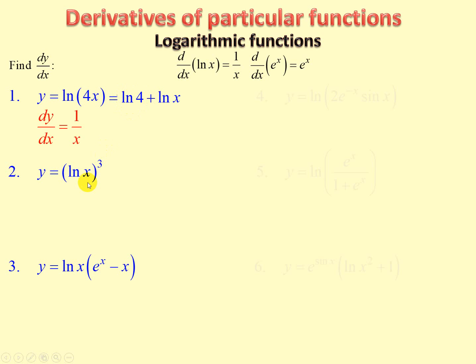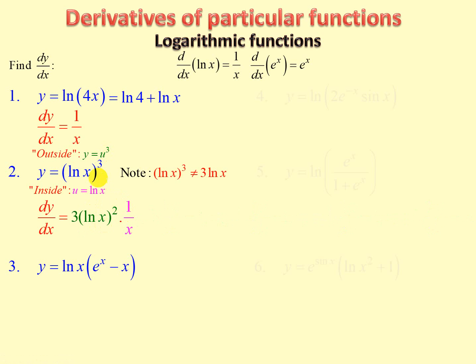This one we cannot use a log law. Note, ln x all cubed is not equal to 3 ln x. If it was ln of x cubed, just the x cubed, yes, you could. So this is composite. Outside function, u cubed. Inside function, ln x. So we're going to say 3 ln x squared, 3u squared, times the derivative of the inside, 1 over x. Simplifying slightly. Here is a product rule.